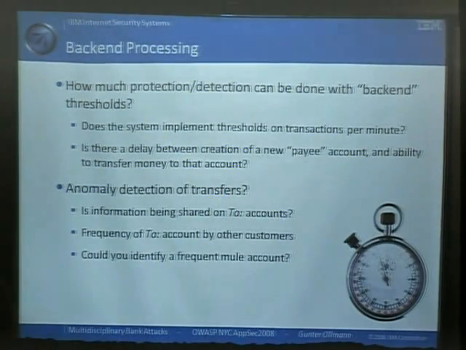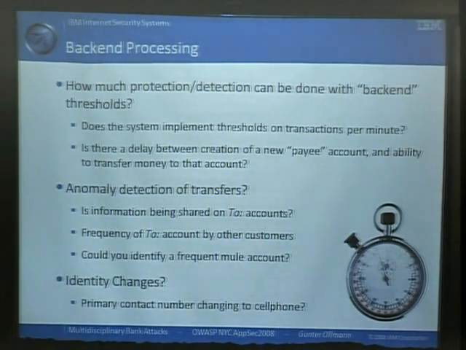You can also look at anomaly detection of transfers. Are you seeing the same 2 addresses appearing multiple times? Look at the frequency of those accounts, and also at the frequencies of accounts being used, such as the mule accounts acting as the receiver for these fund transfers. And of course, the last thing is identity changes. If someone suddenly changes their primary contact number from a home phone number to a cell phone number, you might want to escalate your internal processes for auditing or inspecting that traffic subsequently.